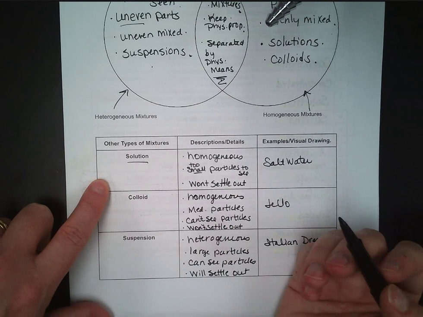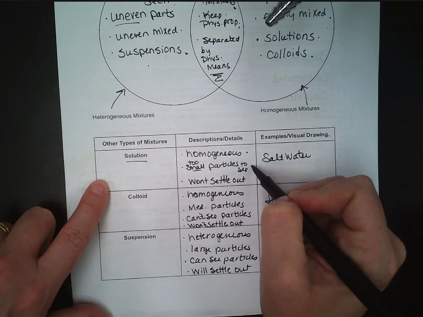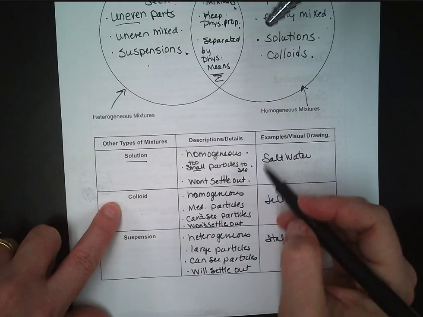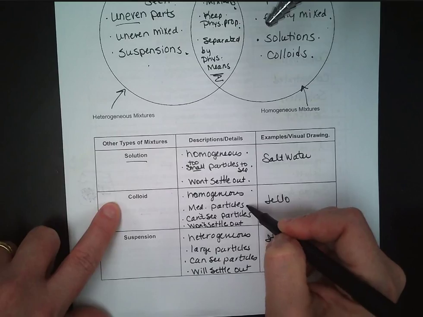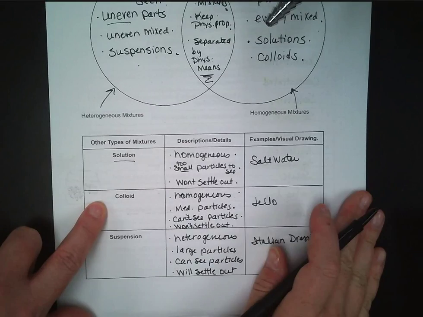The parts are too small to see, and they won't settle out. A colloid is the same thing, a homogeneous mixture, except their particles are a little bit bigger, and you can't see the particles and they won't settle out. So the difference here is like salt water and Jell-O. Colloids are usually a little thicker.